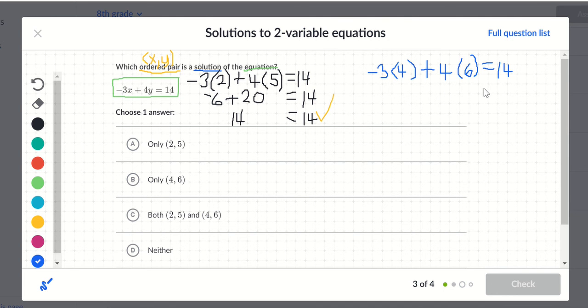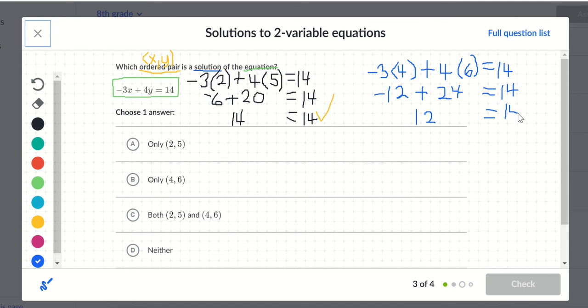So now I'm going to solve this equation. Negative 3 times 4 is negative 12. Then I'm bringing down my plus sign, and then I'm going to do 4 times 6, which is 24. Then I'm going to bring down my 14 on this side. So then I'm going to solve. What's negative 12 times 24? I'm sorry, not times. Negative 12 plus 24. That is positive 12. I'm going to bring down my equals and bring down my 14.